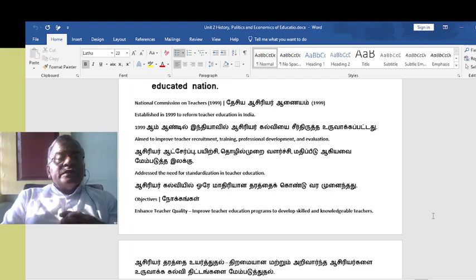National Commission on Teachers 1999, established in 1999 to reform teacher education in India.